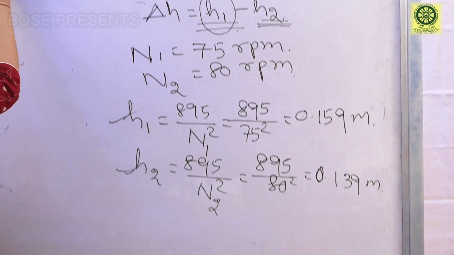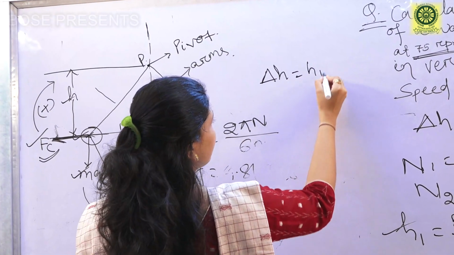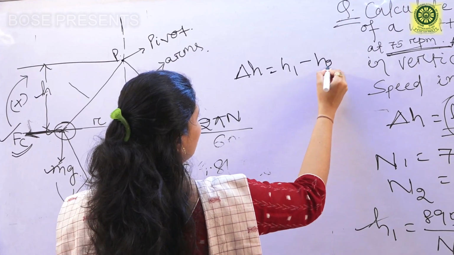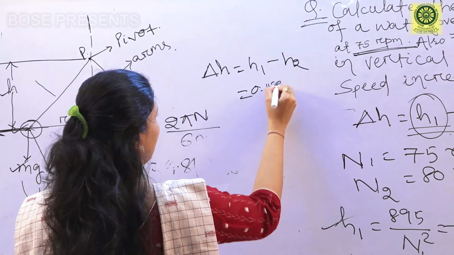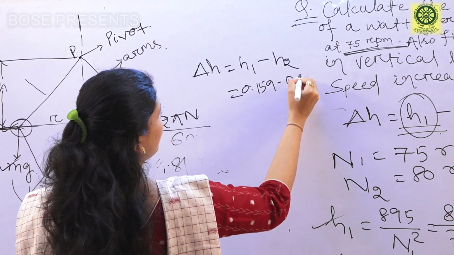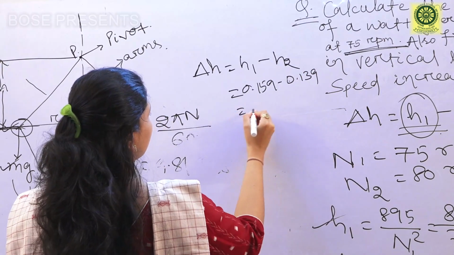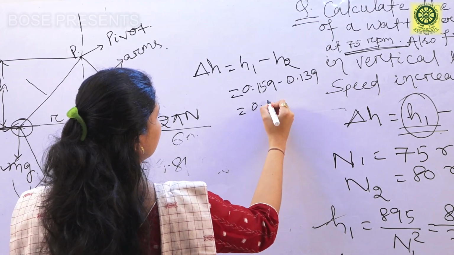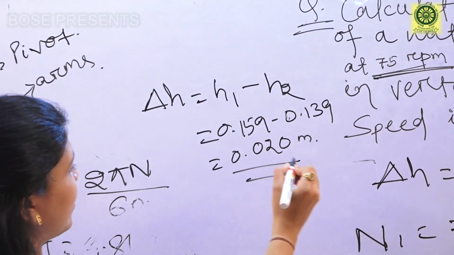So we have the values of h1 and h2, and now we can find the value of delta h. Delta h equals h1 minus h2, equals 0.159 minus 0.139, which equals 0.020 meter. This is the answer.